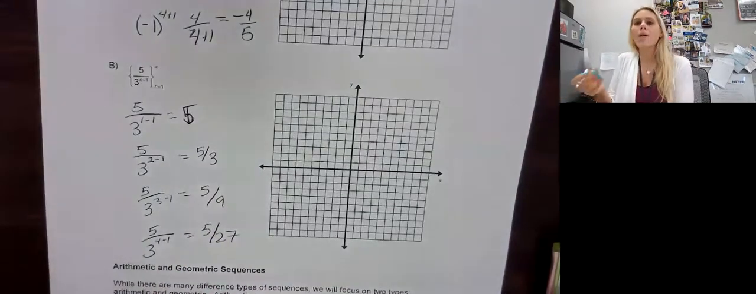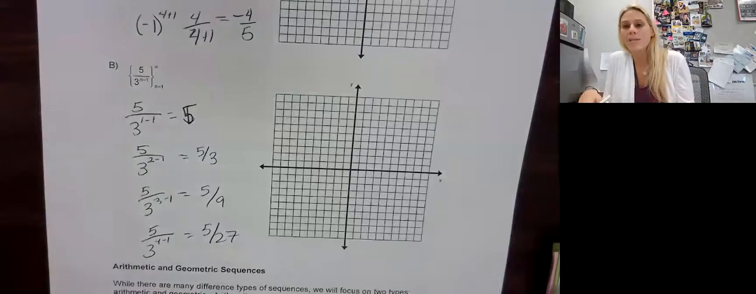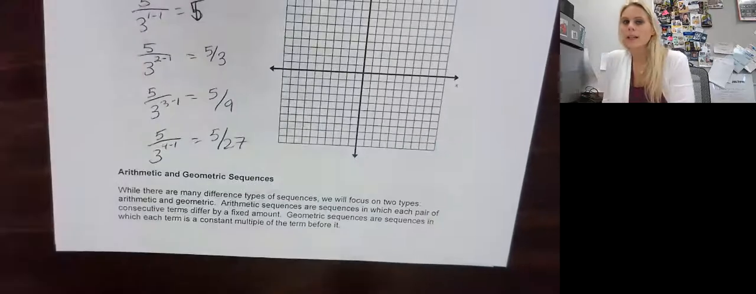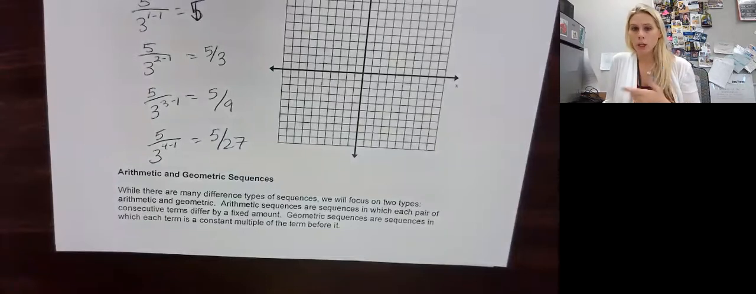Okay, so that's how, when we have equations, we can state the terms of our sequence by plugging in that n value. All right, let's get into the definition of arithmetic and geometric. So most sequences, there are two types, arithmetic and geometric. Arithmetic sequences are those in which each pair of consecutive terms differ by a fixed amount, so adding or subtracting. Where geometric is about a multiple, so we're multiplying.